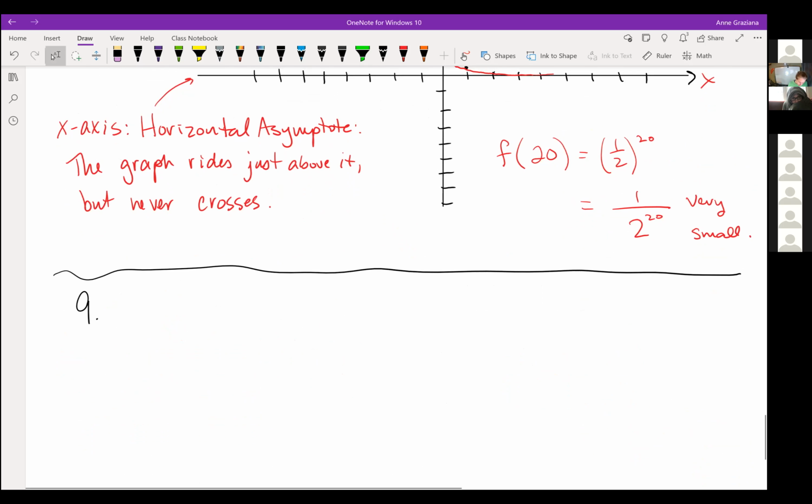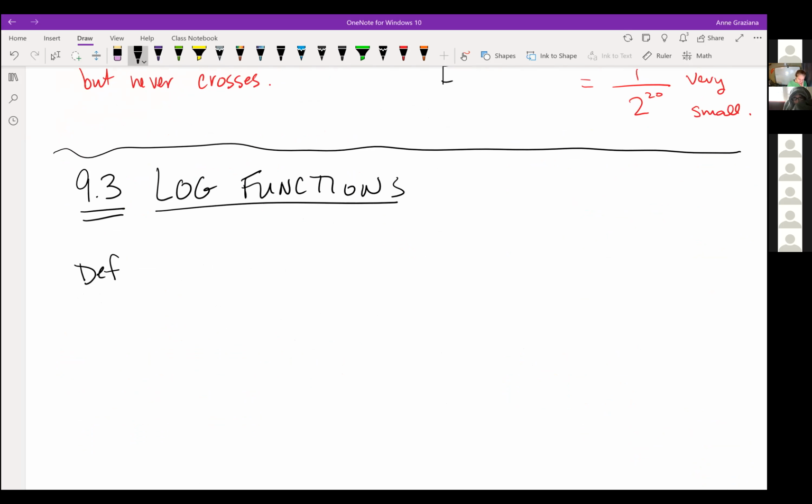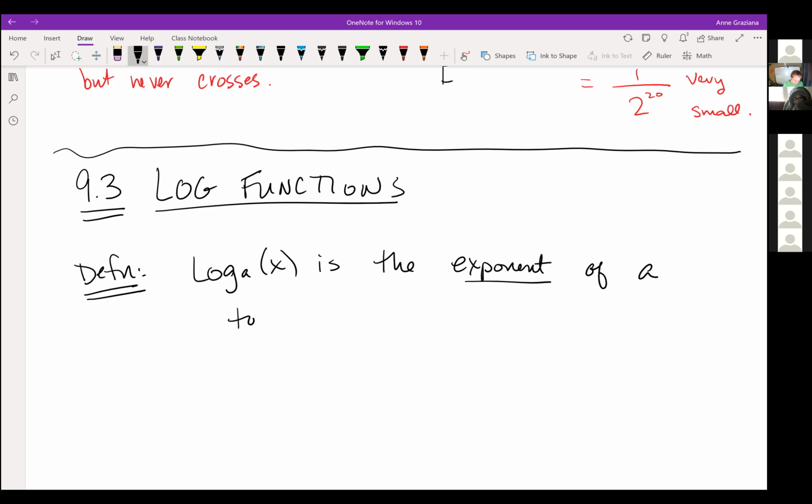All right. 9.3. So this was kind of like 9.1, 9.2's introduction, but we're going to get into log functions because that's where a lot of this stuff is at. We got to know lots about logs. All right, so here's a definition. Log base a of x is the exponent of a to get x.